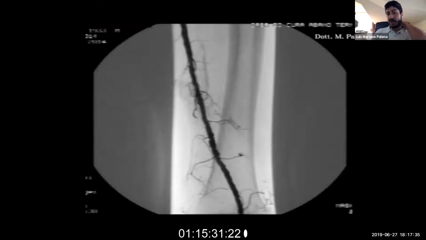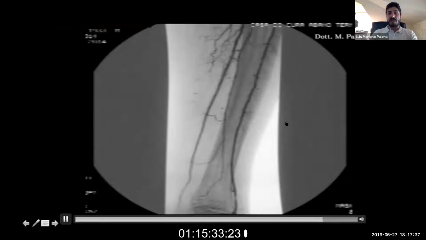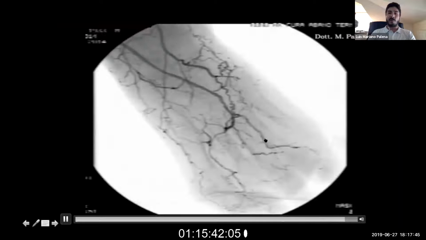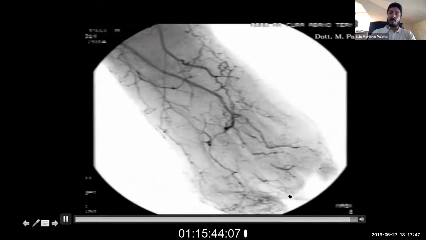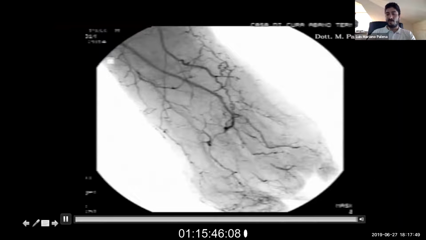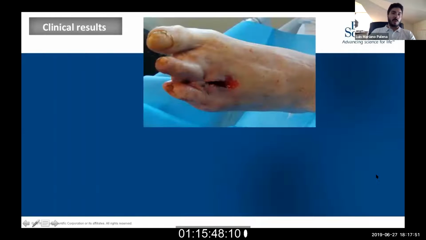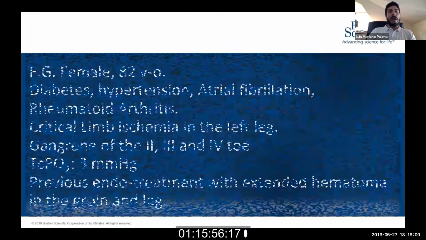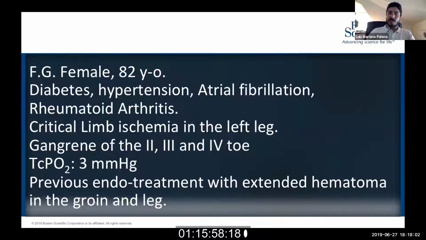This was the result, some non-flow-limiting dissection and direct blood flow through the anterior and posterior, with direct blood flow through the posterior into the plantar and through the plantar into the arch, with a clear increment of the perfusion for the forefoot and for all the toes. So again, the patient was amputated in the fourth toe, and after 6 months, she was completely healed. Again, sometimes the situations are more challenging than we expect.